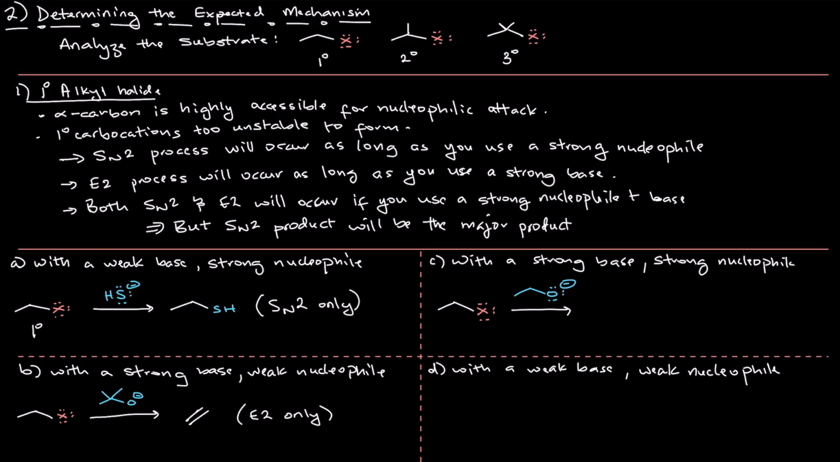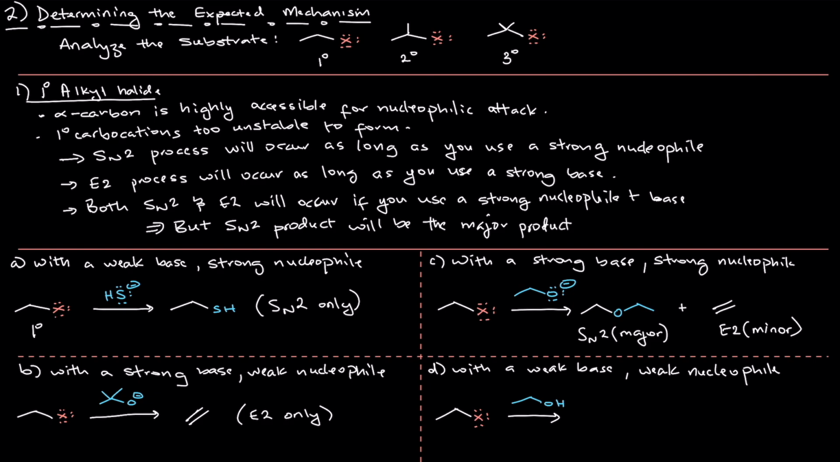In this case, this is where you have that competition between your substitution and your elimination, because both of those are going to be possible with a strong base, strong nucleophile. So you're going to get a substitution product and an elimination product. However, because of how accessible that primary alkyl halide is, your SN2 product is the major product, while your E2 product is the minor product.